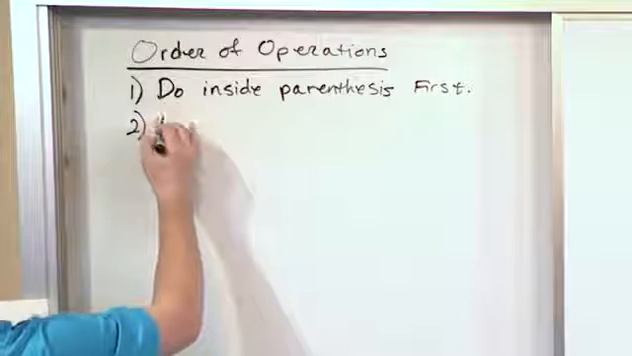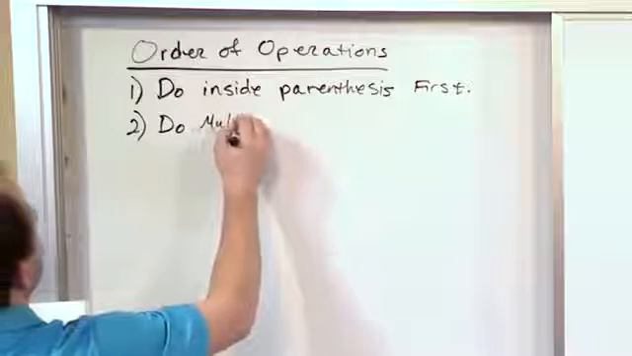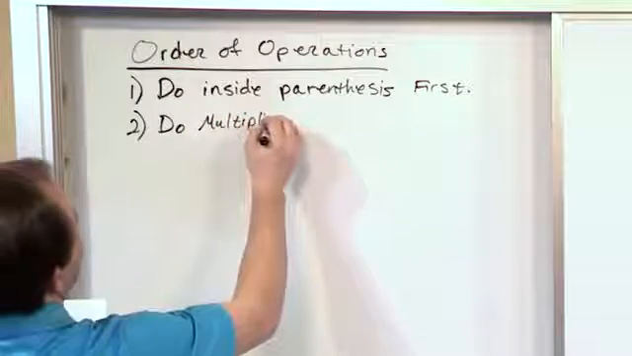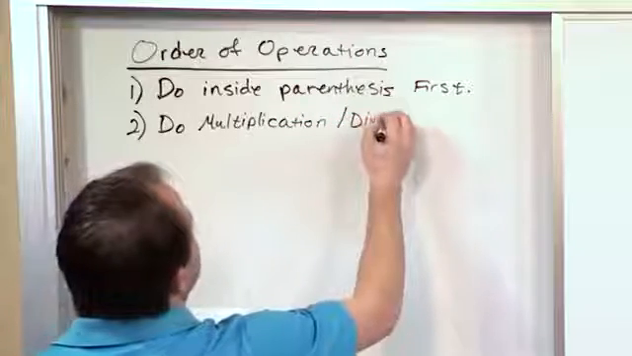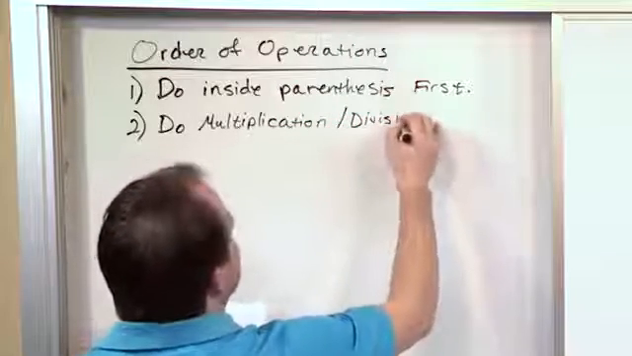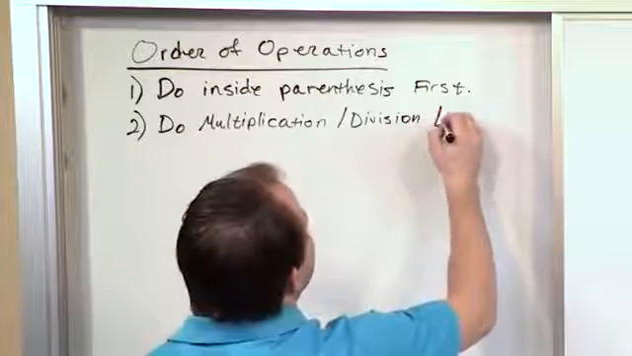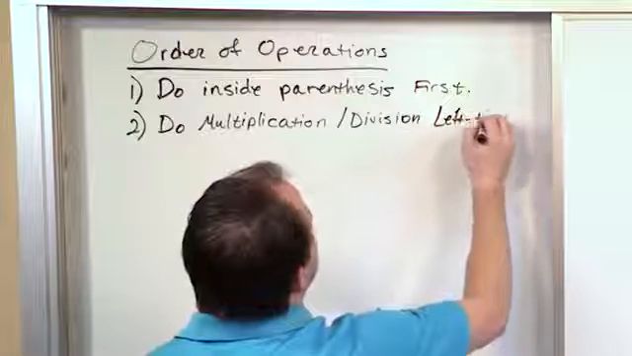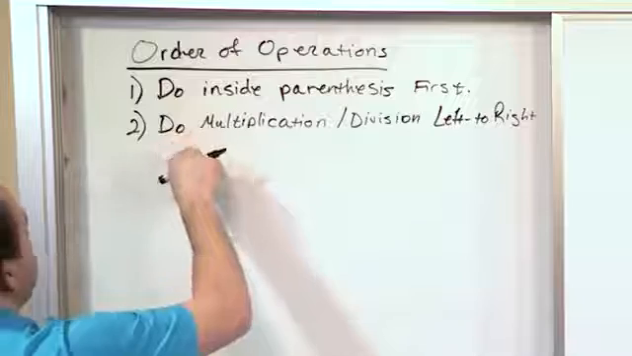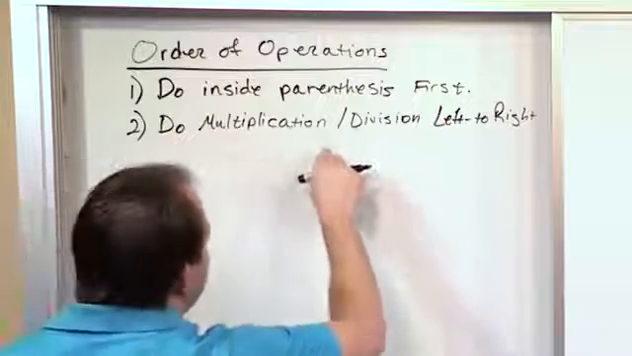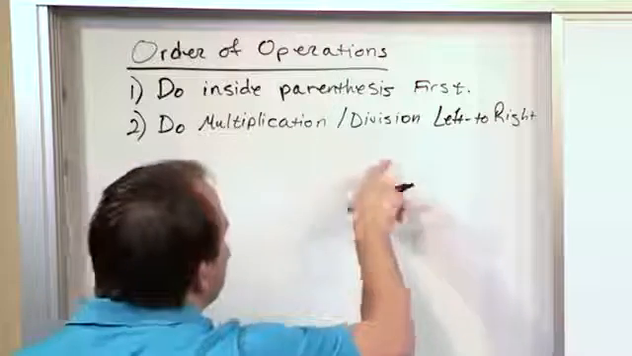Number two, the next thing in the order is you want to do multiplication and division. And when I say do multiplication and division, I'm talking about doing it left to right. What this means is if you have 2 times 2 divided by 6 times 5, then you're doing multiplication and division as you read left to right across the page.